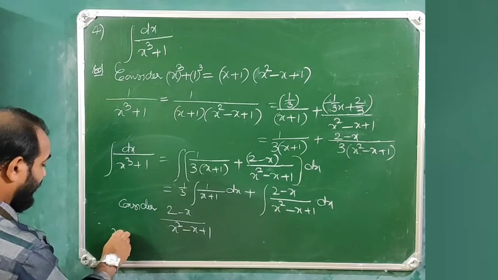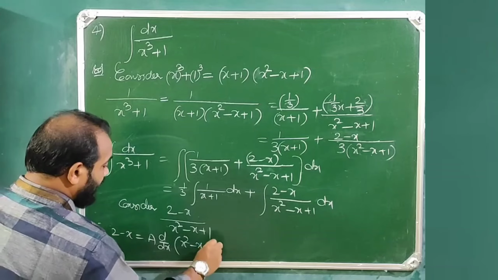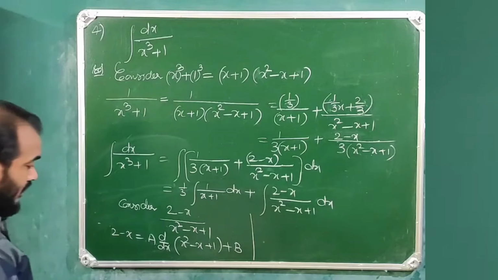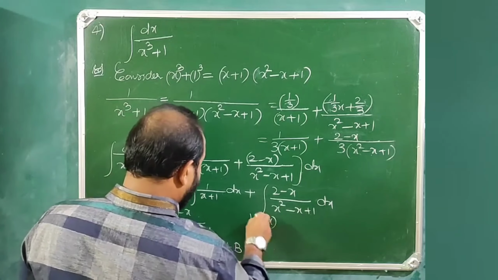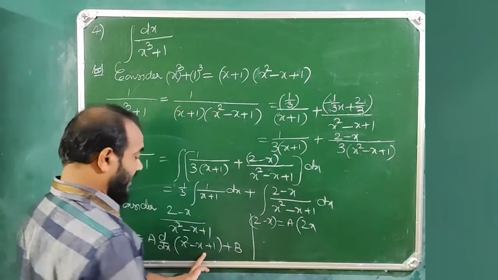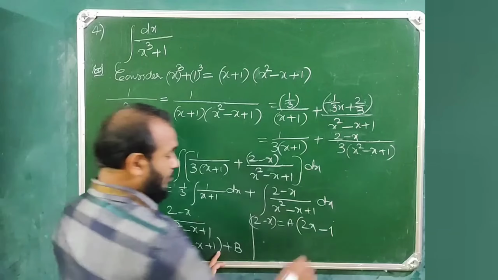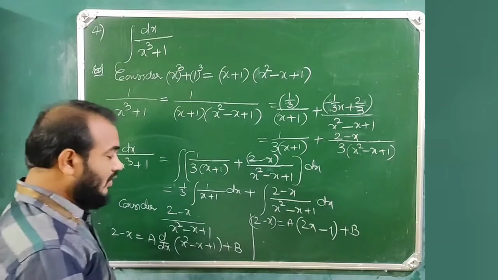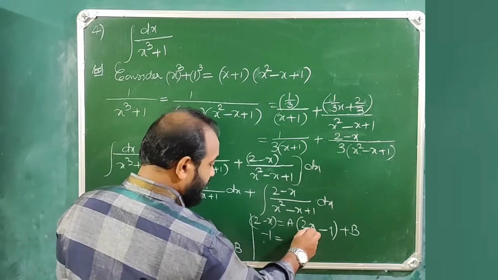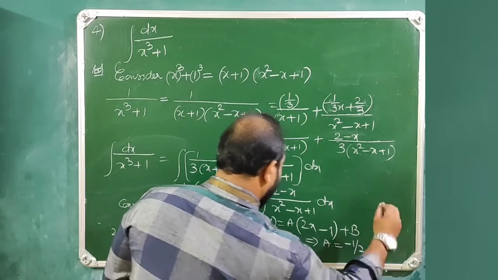So 2 minus x is equal to a times d by dx of the quadratic, plus b. So 2 minus x is equal to a times d by dx of x square, which is 2x, minus d by dx of x, which is 1, the derivative of 1 is 0, plus b. So let us compare the coefficient of x on both sides. So minus 1 is equal to 2a. From this, a is equal to minus half.